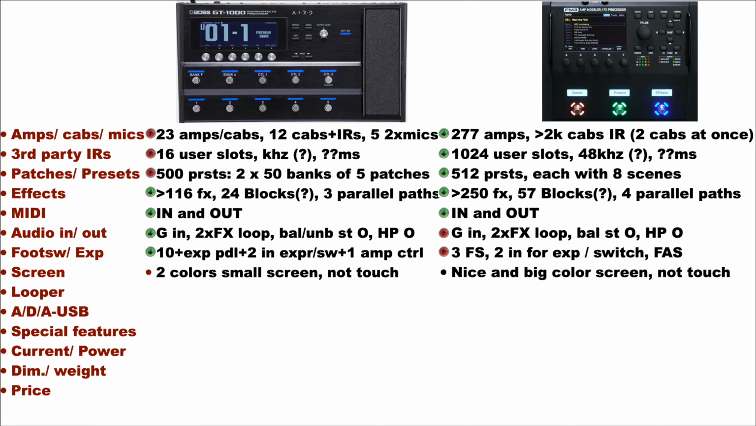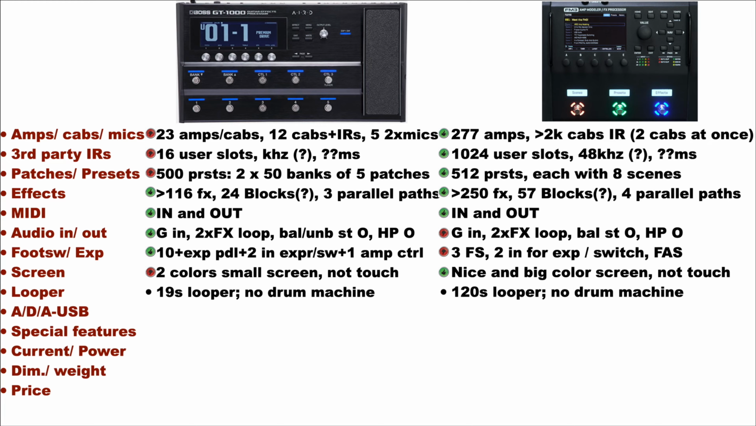The screen of the FM3 is far superior to the one of the GT1000, no doubts here. The GT1000 has a 19 seconds looper, while the FM3 has a 120 seconds looper, so the FM3 is better. And in my channel I've also done a video about the GT1000 looper.